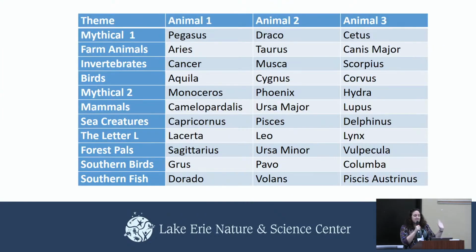So here is our Sky Safari rotation. We have 10 different shows. I think that's 10 different shows. And we do 3 animals. Now, my staff created this. So some of the themes are great. Some of the themes are totally out there. My personal favorite is the letter L. We have mythology, we have invertebrates, we have birds, and then we have the letter L. That's what happens when I leave my staff alone in the dome.